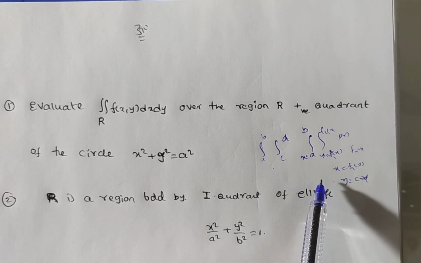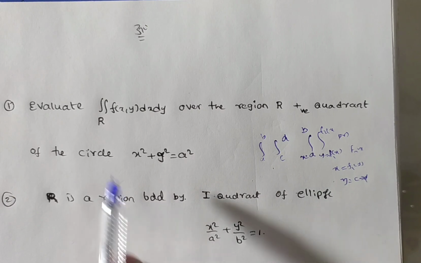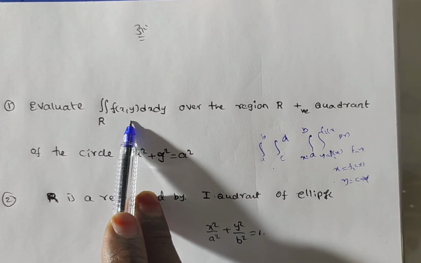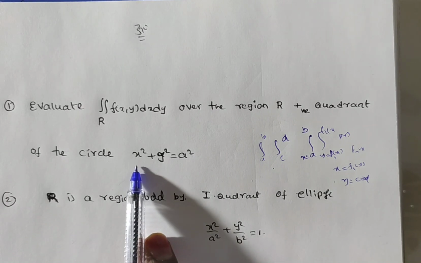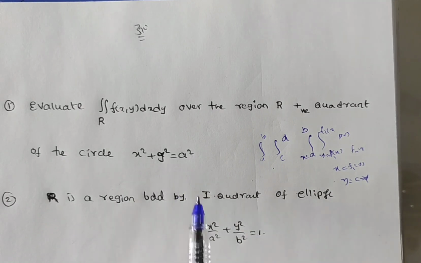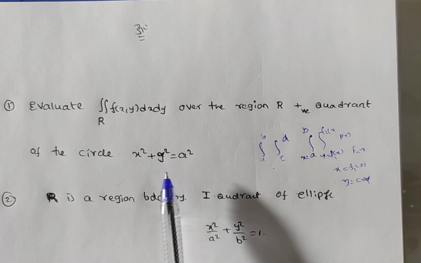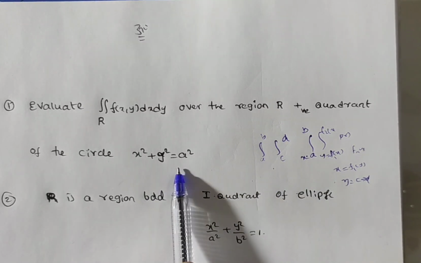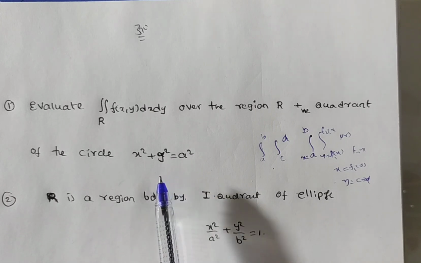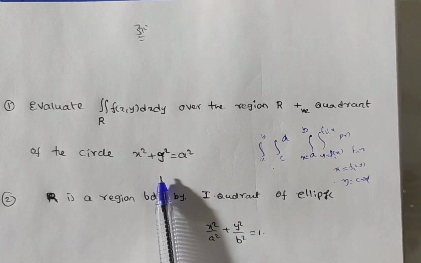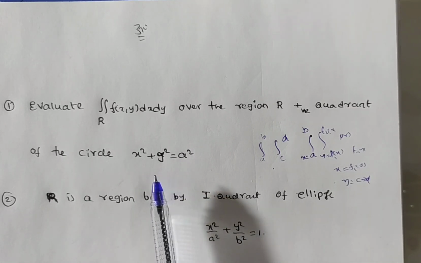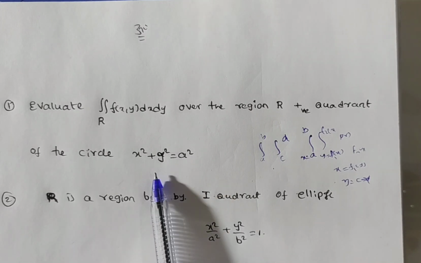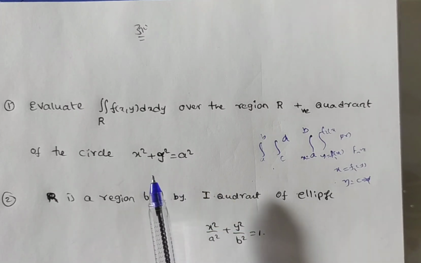Now type 3 we also discussed, that is the double integral over R of f of x comma y dx dy, where R is a region bounded by the circle x square plus y square is equal to a square. If the limits are not given directly, we need to find them. So in this video we are discussing only the limits for the given region, because if you know how to find the limits for the given region, then you can solve these types of problems very easily.